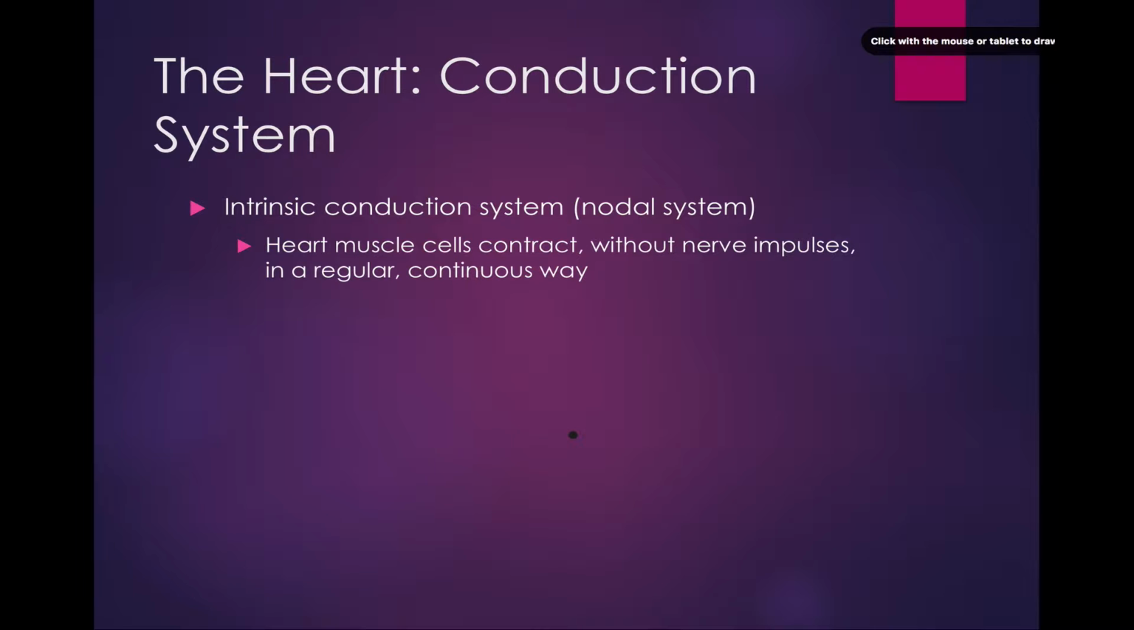All right, the next thing we're going to go through is the conduction system. So this is basically how your heart pumps. How does it know when to pump? So we call this the intrinsic conduction system or the nodal system. Your heart muscles are going to contract without nerve impulses, which is a pretty big deal. It also goes in a regular and continuous way.